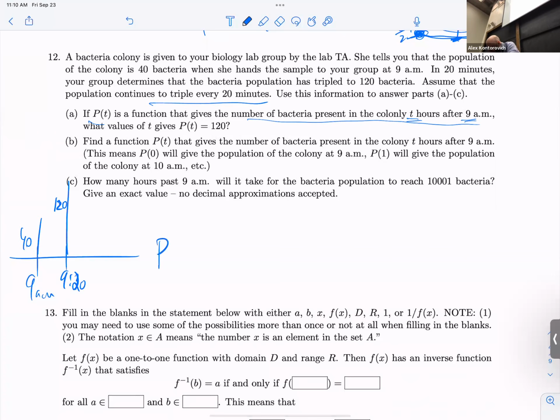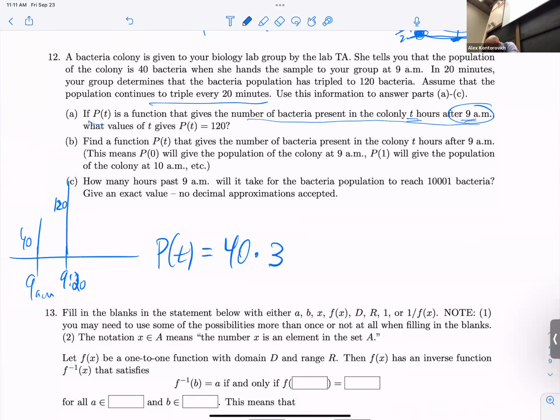All right, let's write down that function. So P of T, that's the number of times we've tripled in an hour. So this is after 9 a.m., so T equals 0 is 9 a.m. So we start at 40. And then what's the rate that we grow at? We grow at 3. We triple every 20 minutes, which is a third of an hour. So every third of an hour, we triple. So every hour, sorry, that's not right, because when I put T equals a third, I get something way too small. So that can't be right.